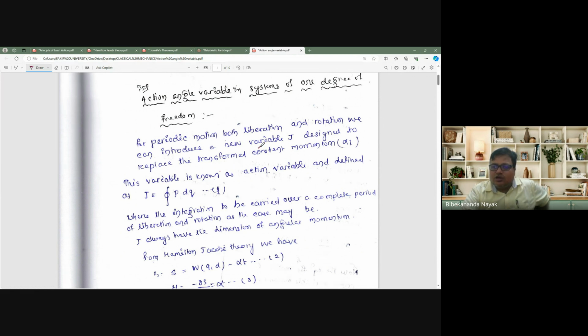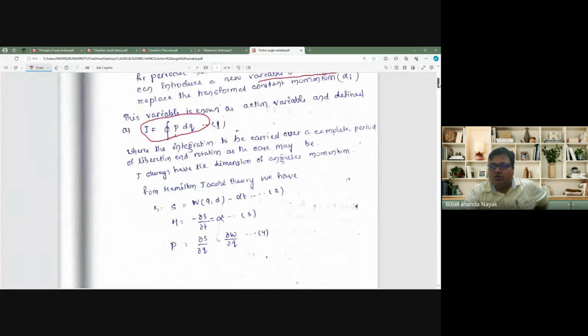Now a new variable J is introduced, which is known as the action variable. It is the integration of p dq, integrated over a closed path. But the integration has to be carried over a complete period of libration or rotation. It is for a periodic motion. One type is rotation: the Earth rotating around the Sun is a periodic motion. And in some cases we have oscillating periodic motion. This is called libration, and that is rotation.